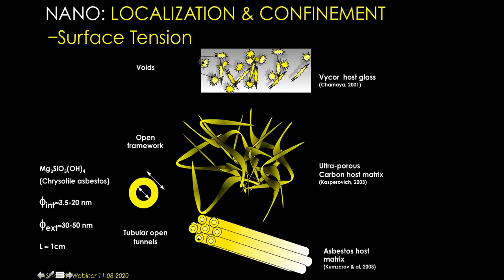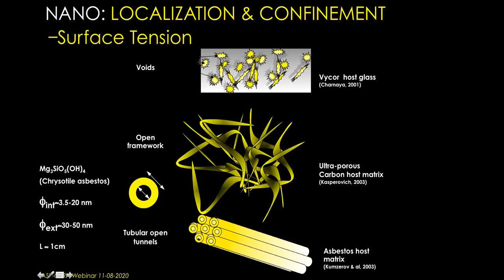Well, there is what we call ultra-porous carbon host matrices. And this carbon is very, very porous, and the porosity here is around 7 nanometers. It's an open framework, but this porosity here, the black stuff here, is of the order of 7 nanometers. And that was what Kasparovich has done. Unfortunately, because 7 is above the range of 3 to 5 nanometers, correct, colleagues? Therefore, it will not work. The mercury that we pour inside these porosities will still be liquid.